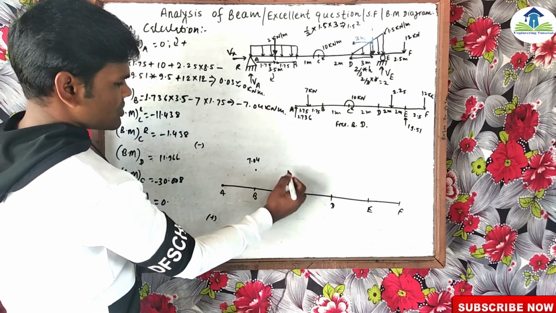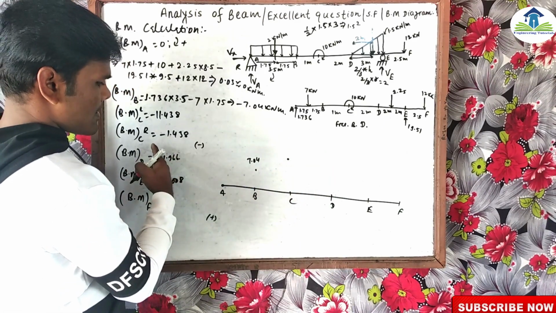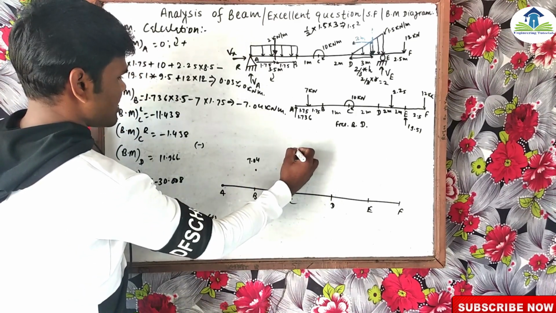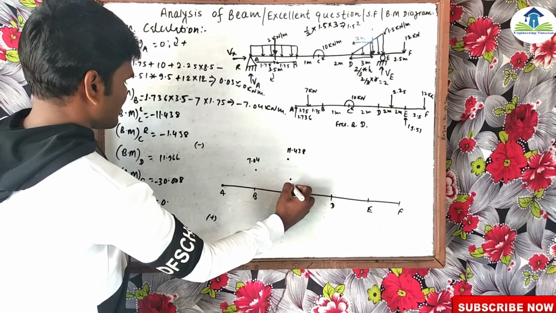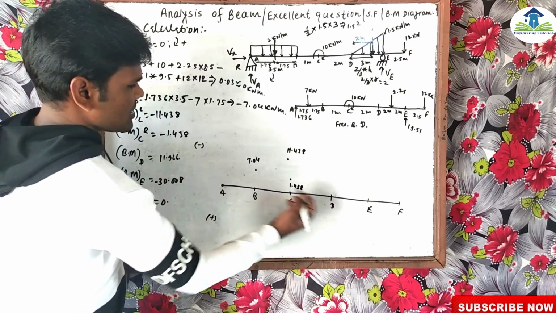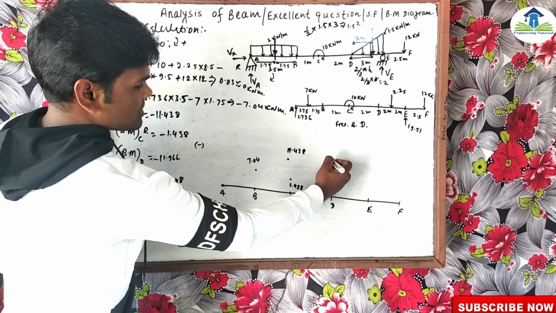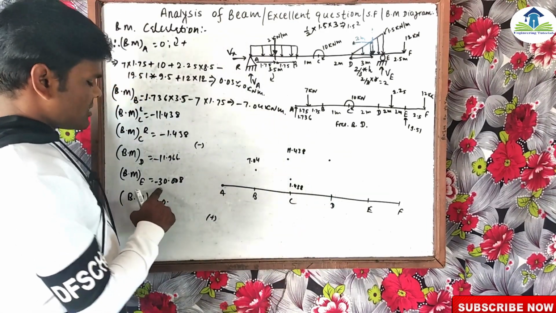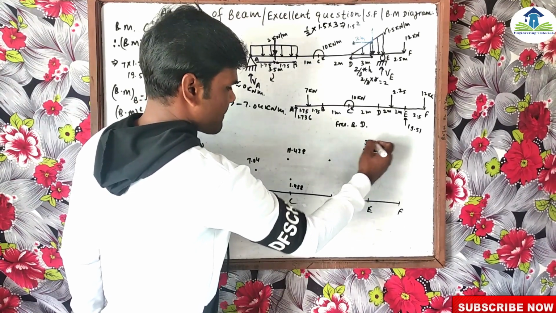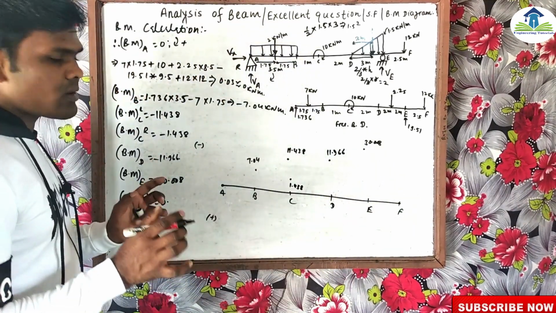11.438, so this will be this. And on the right side, this will be 1.438. Now at point D, what will be the bending moment? 11.966. 11.966 means this will be negative also. And at point E, this is 30.008. So 30.008 means this, and this is the 11.966. And at point F, this will be 0. So this is our total bending moment diagram.